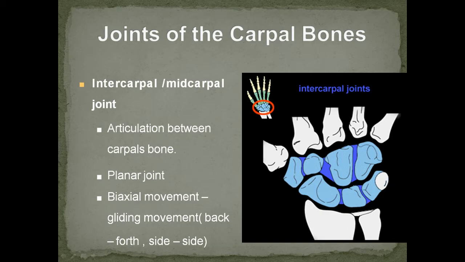Now we will see the joints of the carpal bones, the intercarpal joints. The articulations between the carpal bones we will call intercarpal or midcarpal joints, and these are planar joints. There is biaxial movement, that is a gliding movement, back and forth and side to side.